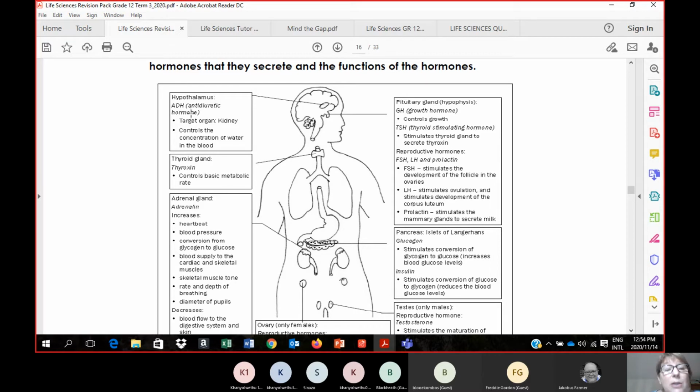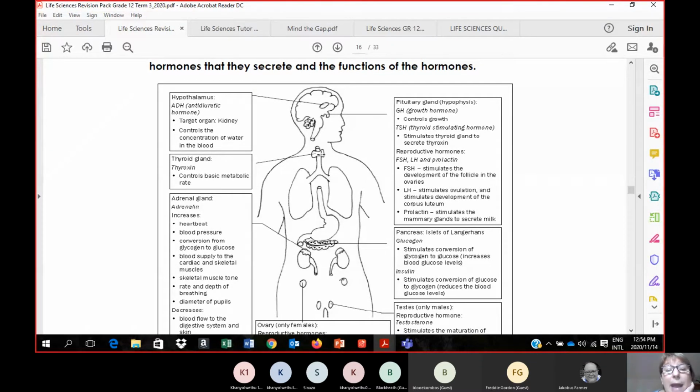So ADH is produced by the hypothalamus, that little gland over there, and it produces a hormone which regulates the water concentration in the blood. So this one we've spoken about. Now here is a new hormone. We haven't spoken about thyroxine before.